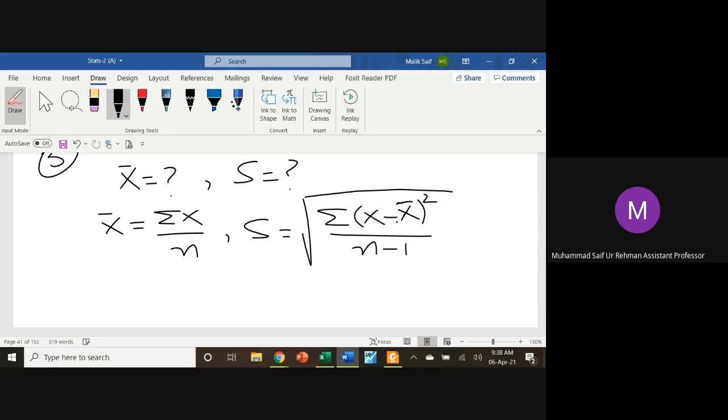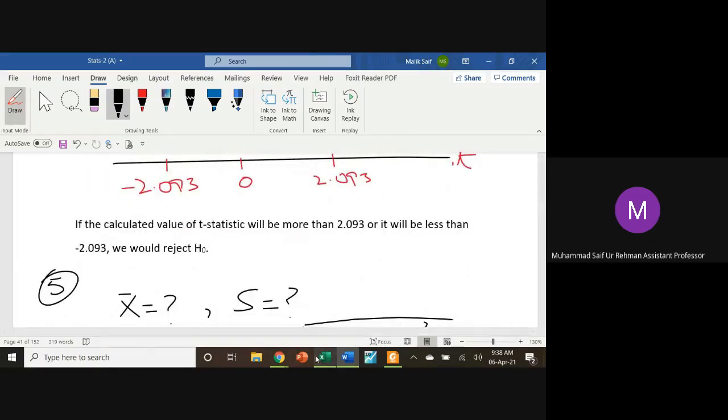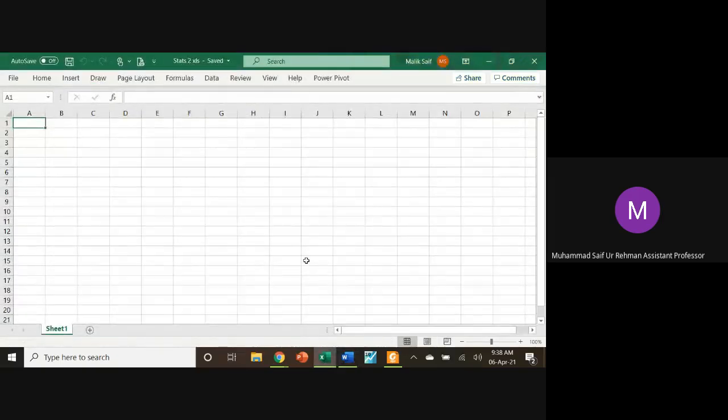So you can manually find out these two values, but let me use Excel to find out these two values. Okay, so let me write down here x, and the x values that I am looking at from the other source: 14, 14, 16. Can you help me writing down these values quickly?